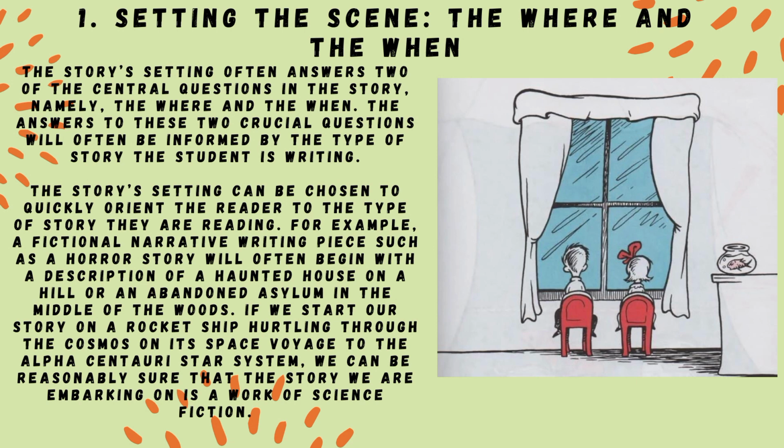The where and the when. The story setting often answers two of the central questions in the story, namely, the where and the when. The answer to these two crucial questions will often be informed by the type of story the student is writing. So the story setting can be chosen to quickly orient the reader to the type of story they are reading. For example, a fictional narrative writing piece such as a horror story will often begin with a description of a haunted house on the hill or an abandoned asylum in the middle of the woods.